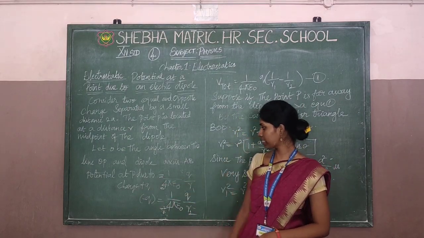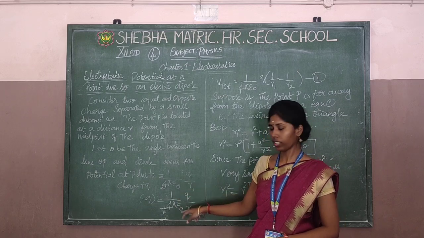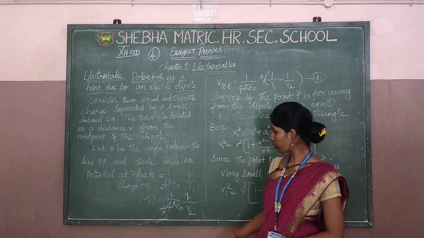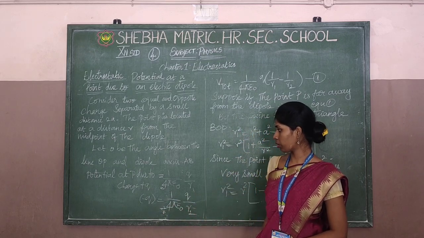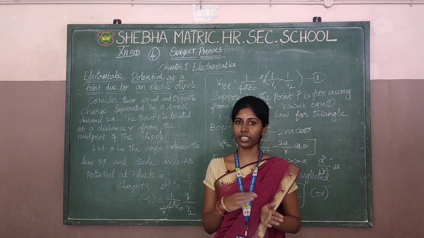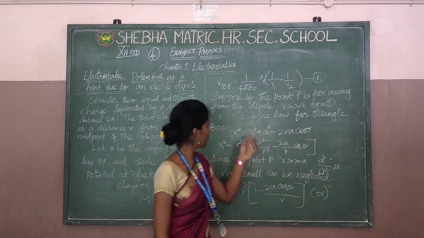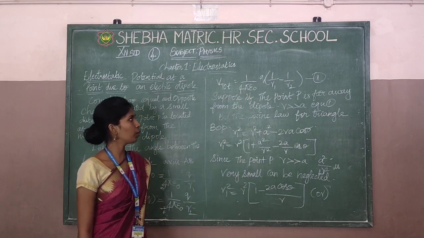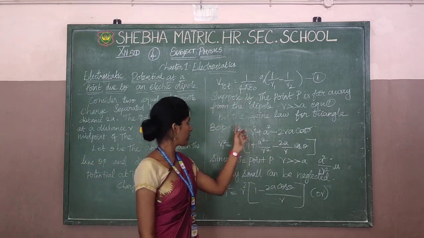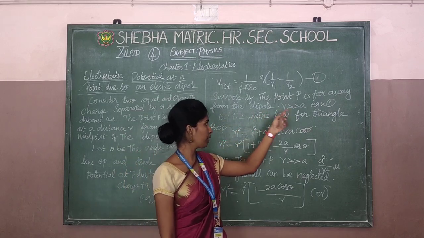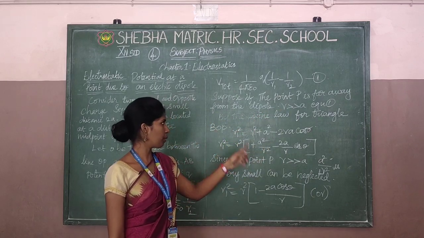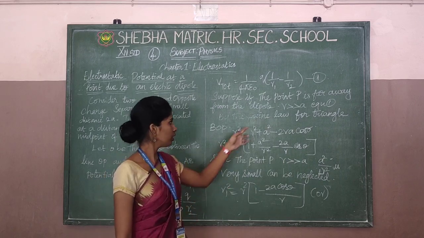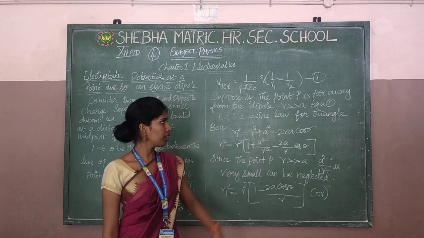The potential due to the charge plus q is 1 by 4 pi epsilon naught q divided by r1. The potential due to the negative charge is minus 1 by 4 pi epsilon naught q by r2. Plus charge is at distance r1 and minus charge at r2. So V total is equal to 1 by 4 pi epsilon naught q times 1 by r1 minus 1 by r2, which is equation 1. Suppose the point P is far away from the dipole, when the distance becomes very large, this will be noted.